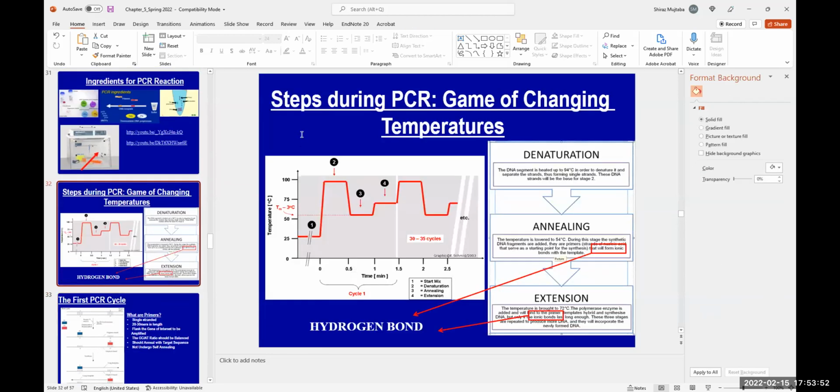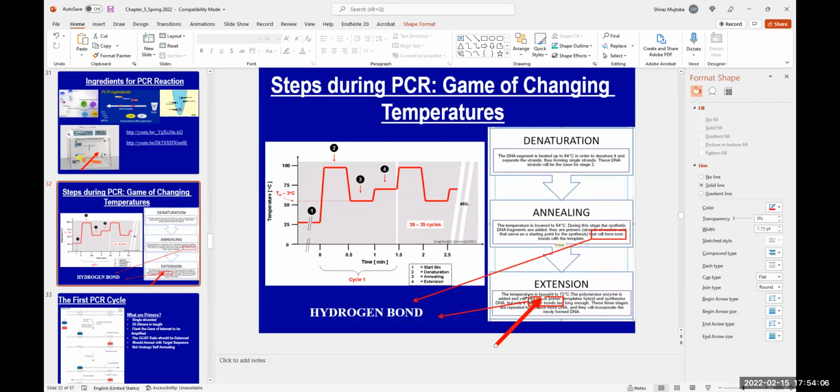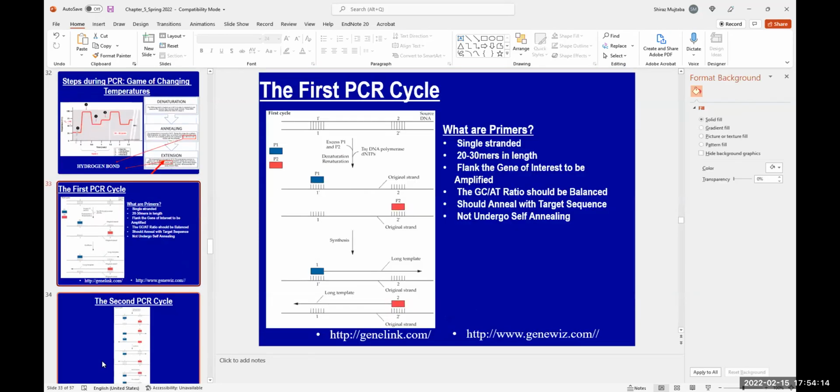Then this is what I said, the magic of hydrogen bond. Three steps: denaturation, annealing, and some people say elongation, other people say extension, when the new DNA is synthesized. So hydrogen bond is very, very important. It plays a very critical role in PCR.